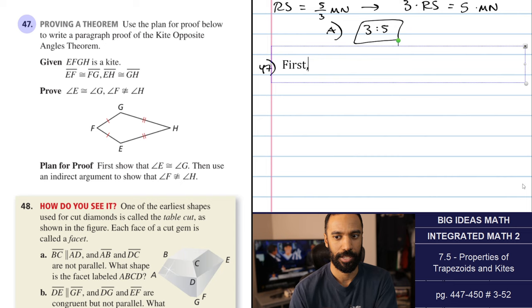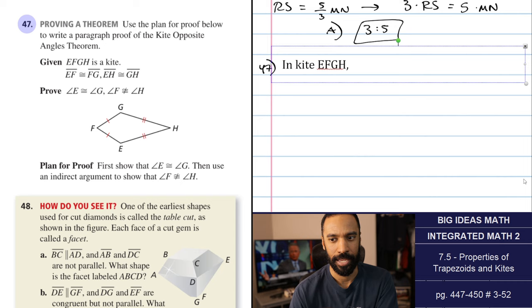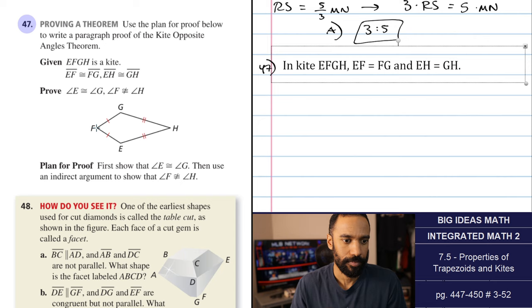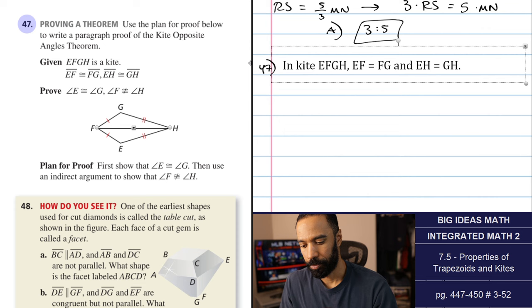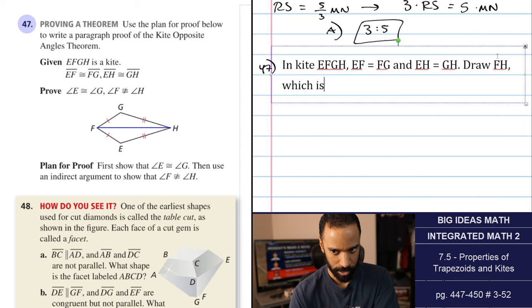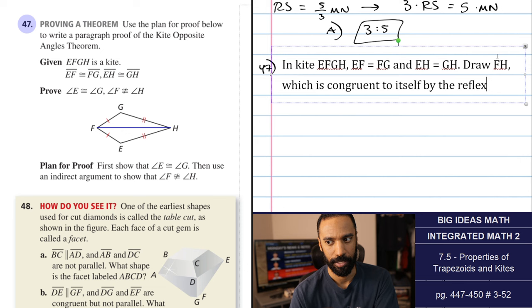Okay, so first, in kite EFGH, EF is congruent to FG, and EH is congruent to GH. Okay, I'm going to draw a segment, FH. I'm literally going to draw it in the diagram. So I'm drawing FH. Let me get blue. And it's a diagonal as well. I'm drawing FH, which is congruent to itself by the reflexive property of congruence.